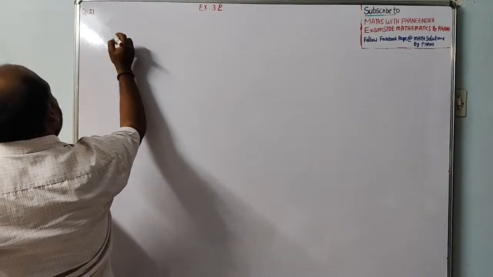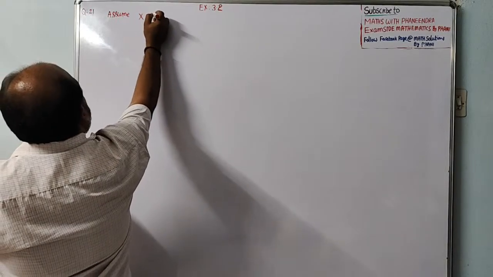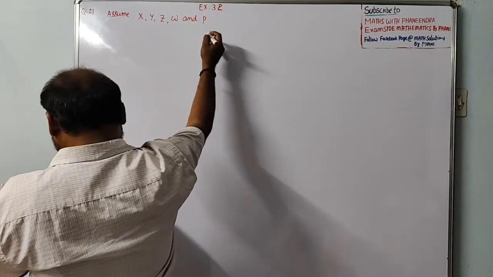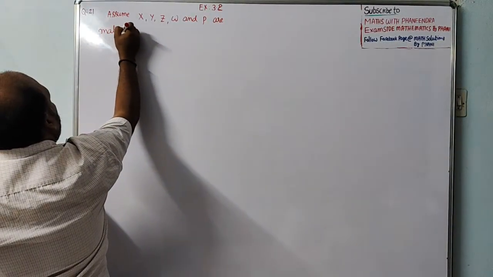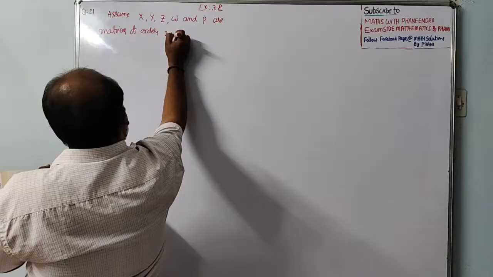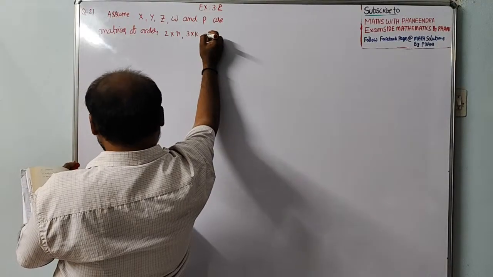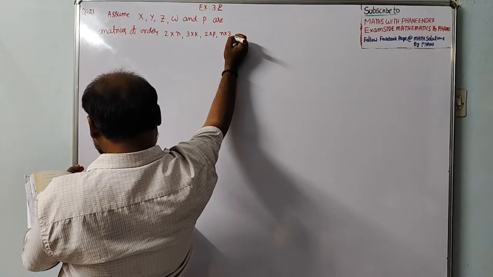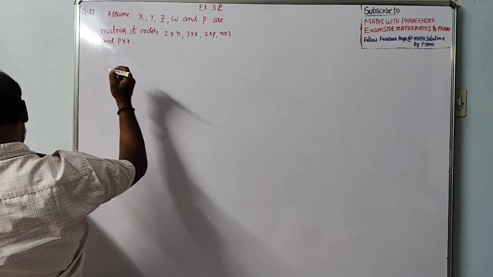Question number 21. Assume X, Y, Z, W and P are matrices of order 2 by n, 3 by k, 2 by p, n by 3 and p by k, respectively.